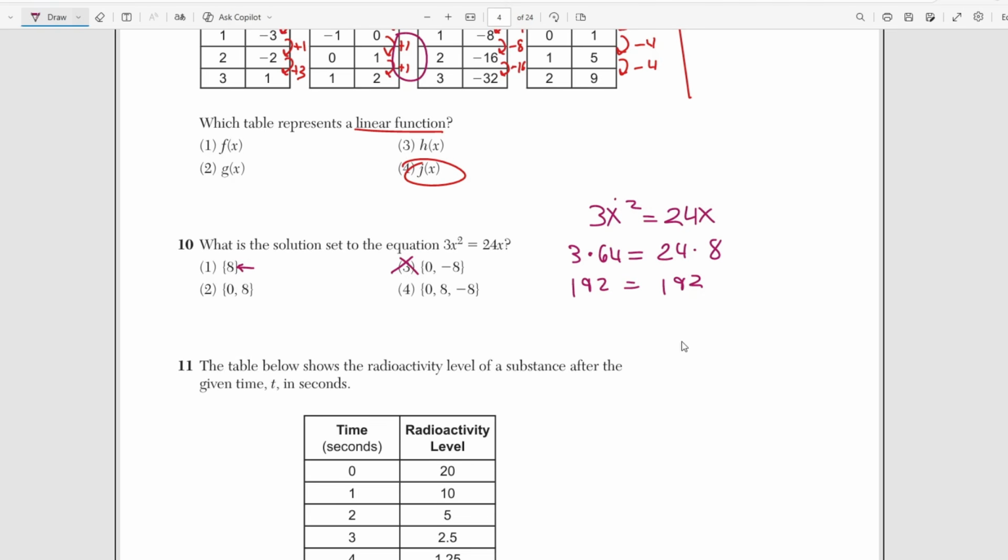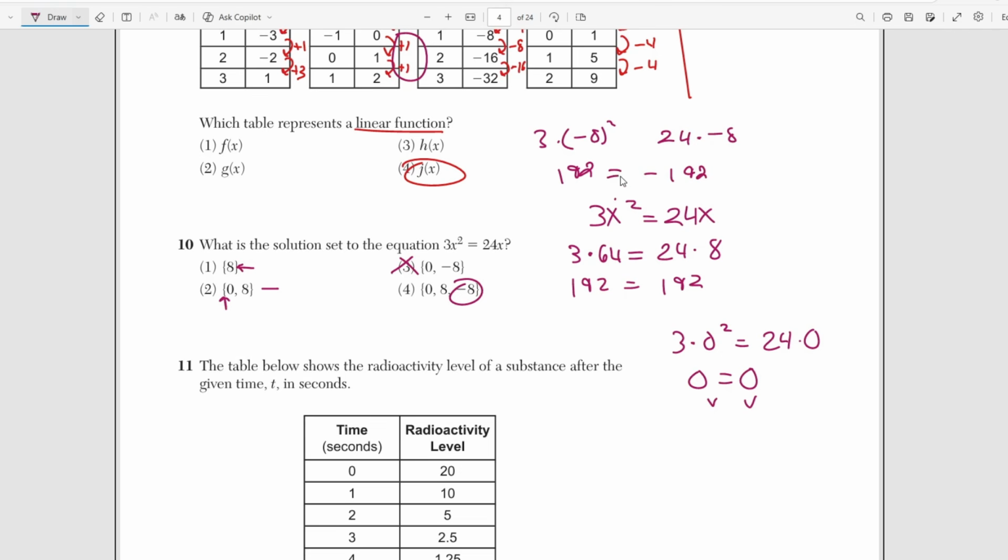If I plug in 0, I have 3 times 0 squared is equal to 24 times 0. 0 squared is 0, and 3 times 0 is 0. 24 times 0 is also 0. So yeah, both sides are equal to each other. So 0 is a solution for sure. Now I have to test whether or not negative 8 is a solution. 3 times negative 8 squared is equal to 192, but 24 times negative 8 is equal to negative 192. So these two are not equal to each other, so negative 8 is not a solution.